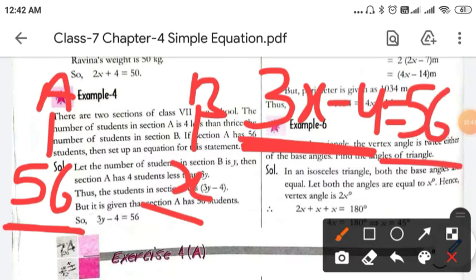So the equation is what? 3x minus 4 equal to 56. It's up to your choice. You can choose any variable. I am choosing x here, you can choose y, z, a, b, c, u, v, w, m, any type of variable. It's up to your choice.